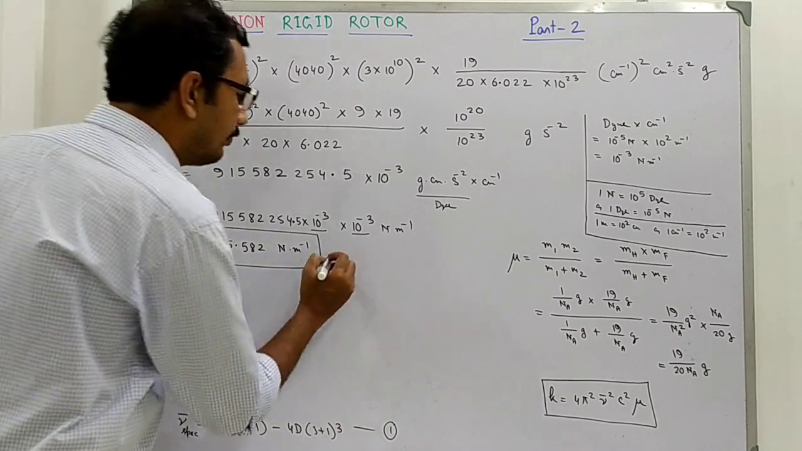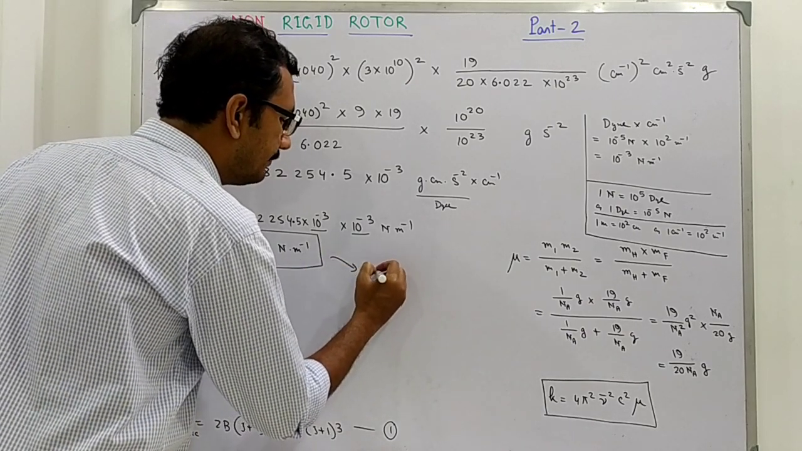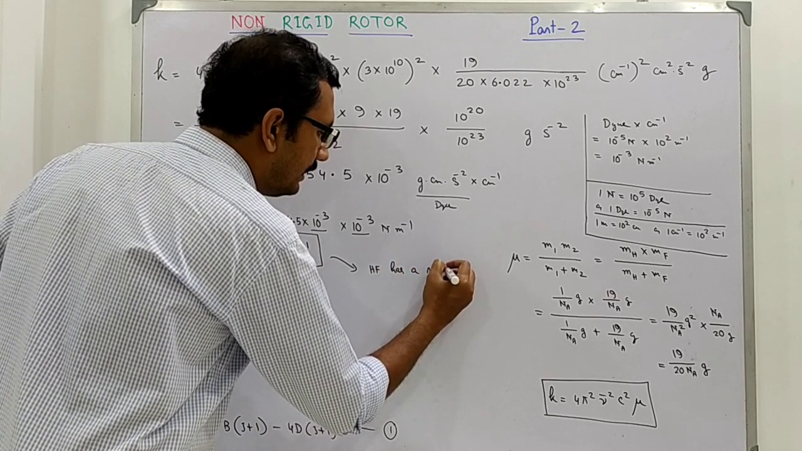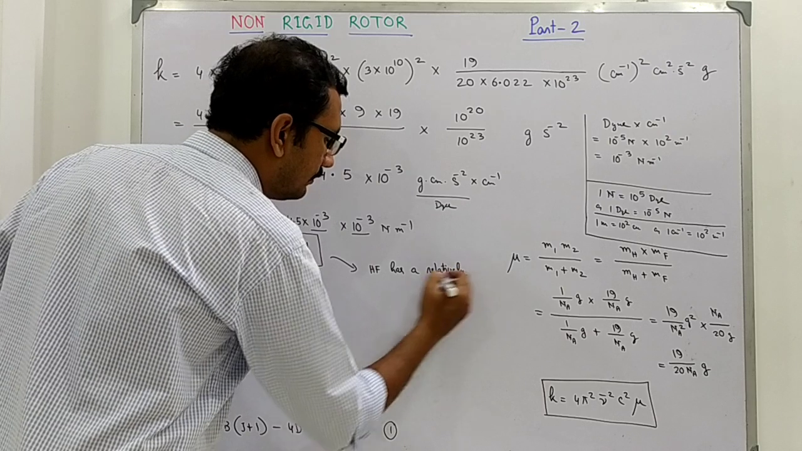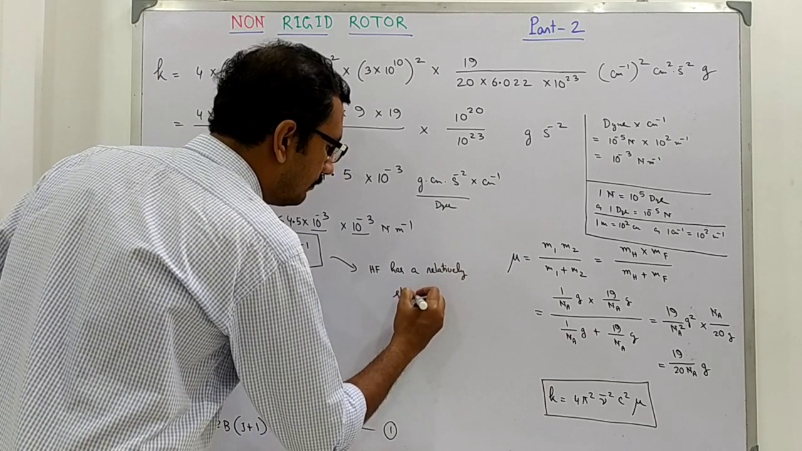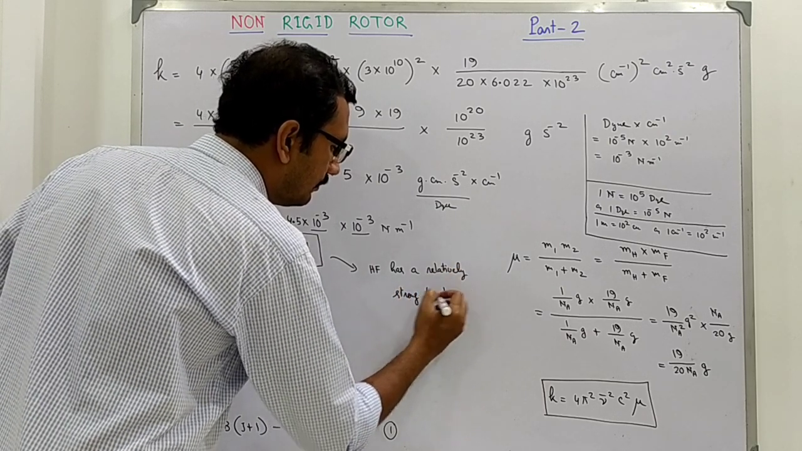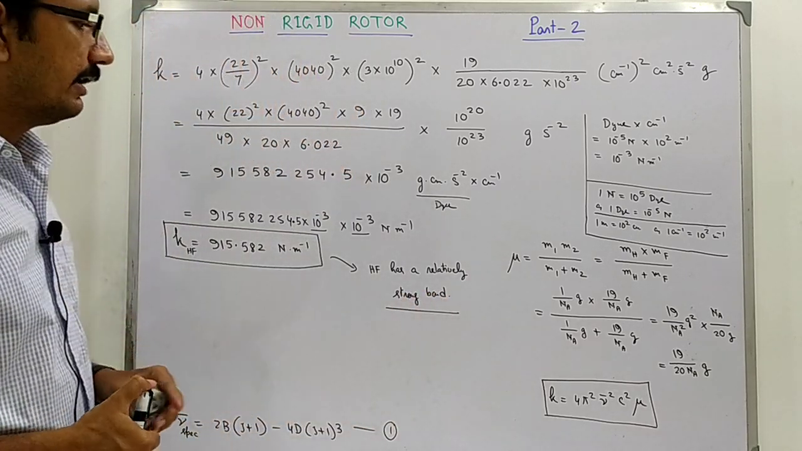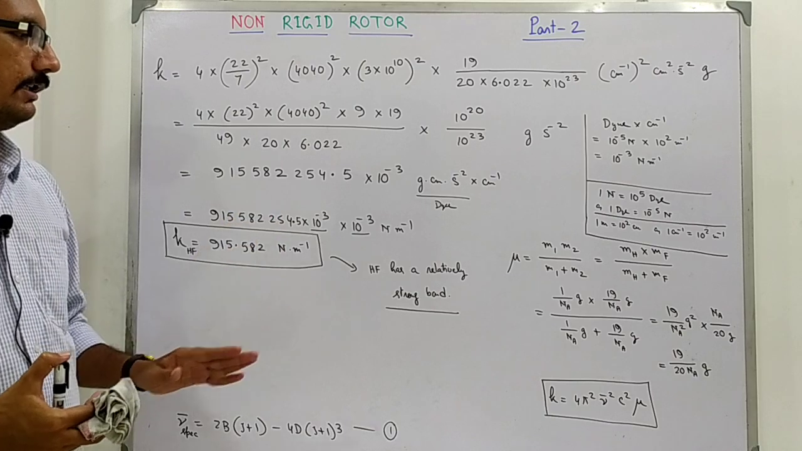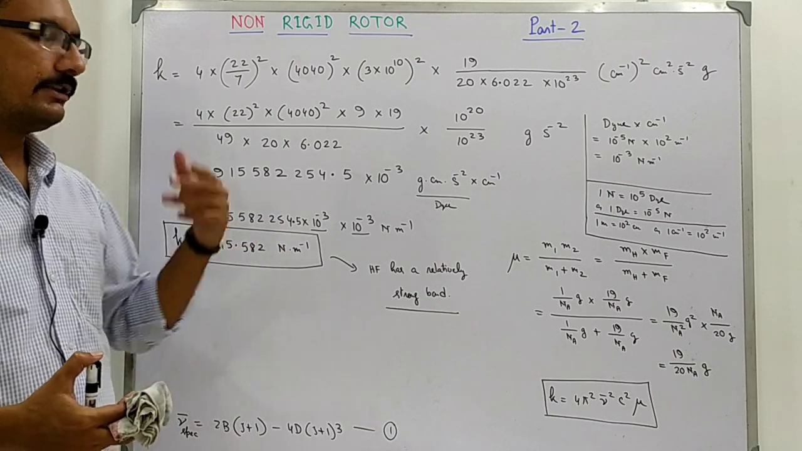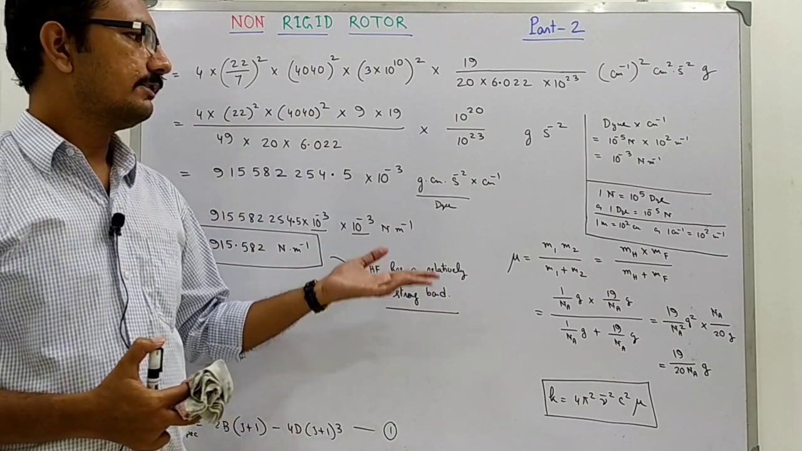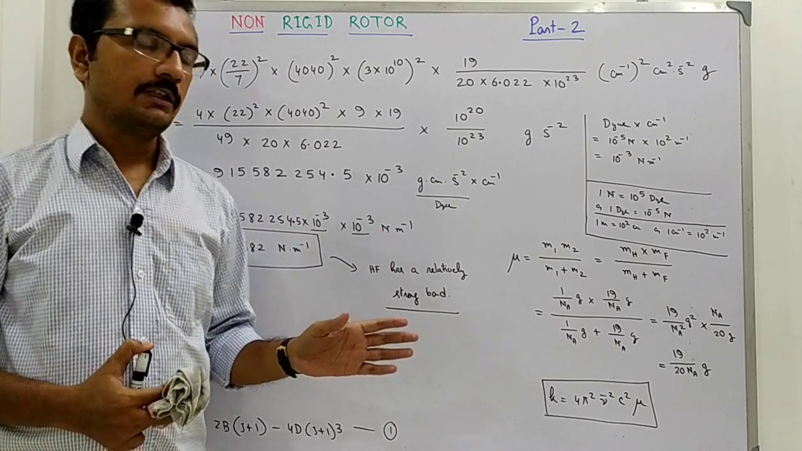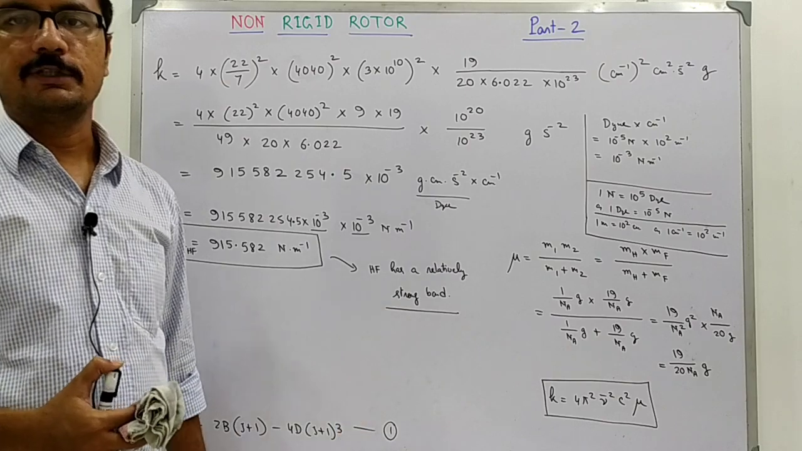So we can conclude that HF has a relatively strong bond. So this is all about the non-rigid rotor, and in the next lecture I will start the chapter infrared spectroscopy. So stay with me to have a sense of spectroscopy. Thank you.